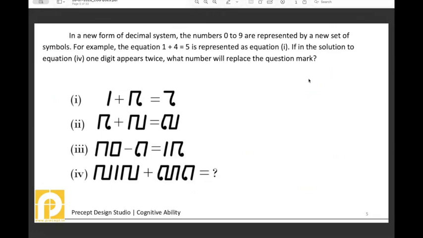In a new form of decimal system, the numbers 0 to 9 are represented by a new set of symbols. These are the symbols given. For example, the equation 1 plus 4 is equal to 5 is represented by the equation shown. So this is 1, 4, and this is 5. If in the solution of equation 5, one digit appears twice, what number will replace the question mark? Okay. So we know the value of what symbol is 1, what symbol is 4, and what symbol is 5.